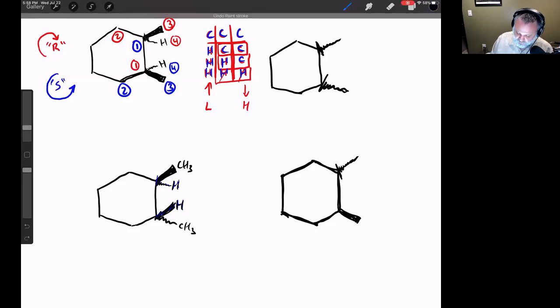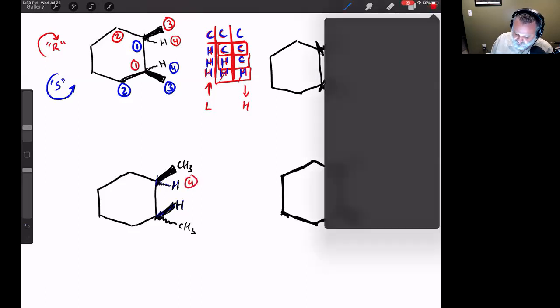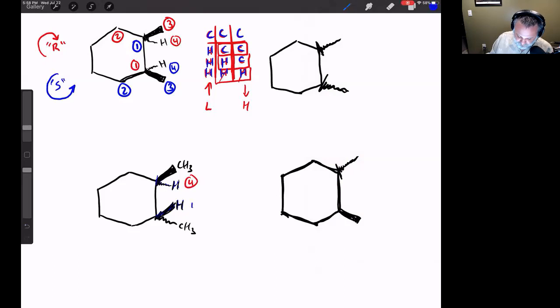Now, remember, the lowest priority group needs to point away from you, and that's okay for the top carbon, but for the bottom carbon, the lowest priority group is actually pointing towards you. Well, we know a trick for that. We know that that means that we're looking at the molecule backwards. And so that means that whatever arrow that we would draw looking at the molecule backwards is the reverse of the actual arrow we would draw if we were looking at the molecule in the correct orientation. So we'll go ahead and draw the arrow, and then we'll just switch our answer.